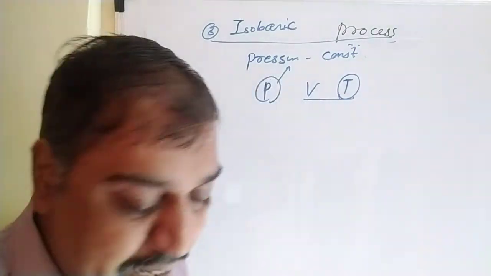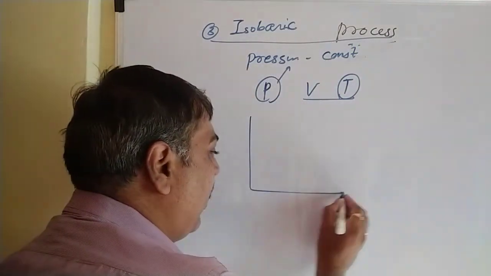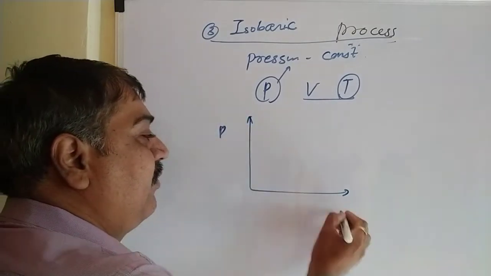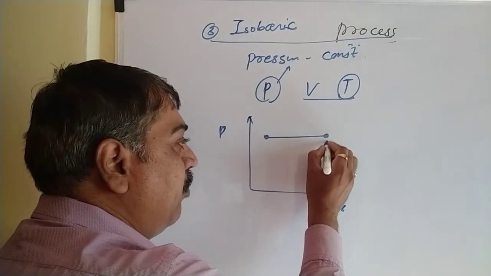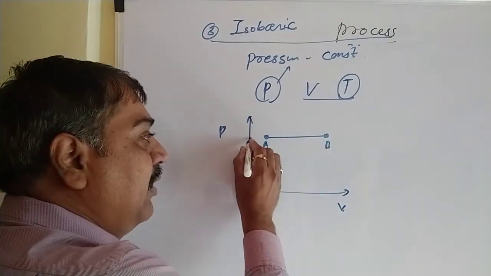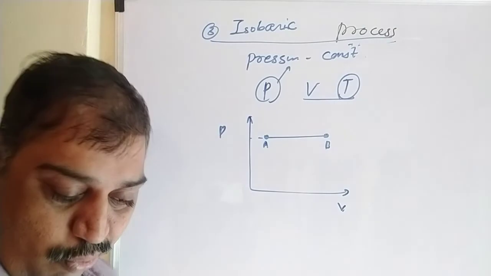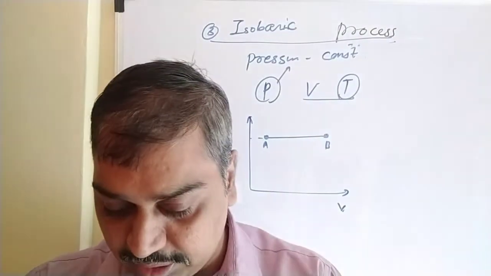Now the PV diagram they have drawn, I will draw accordingly. Here it is P, here it is V. Only volume is changing, P remains constant, so it moves from A to B. This is A, this is B. The pressure remains constant, volume gets changed. That is what they have mentioned in the PV diagram.